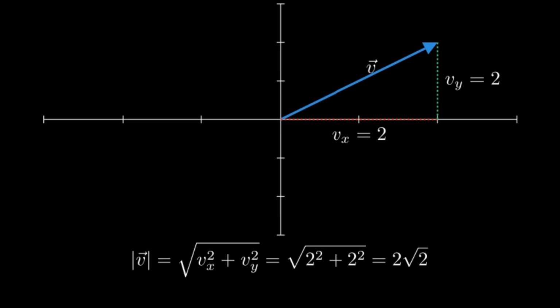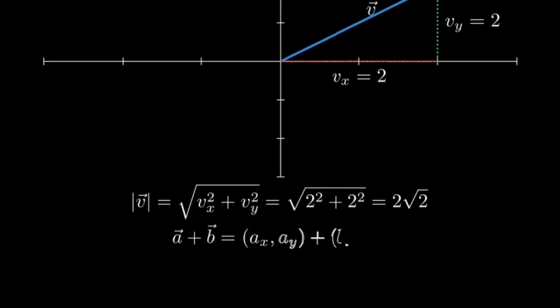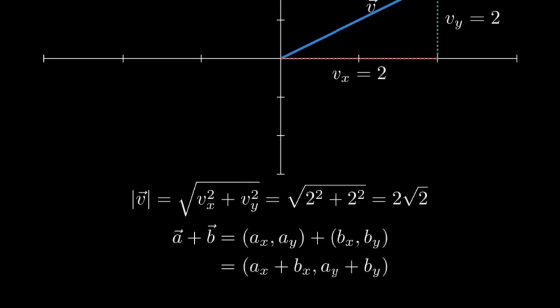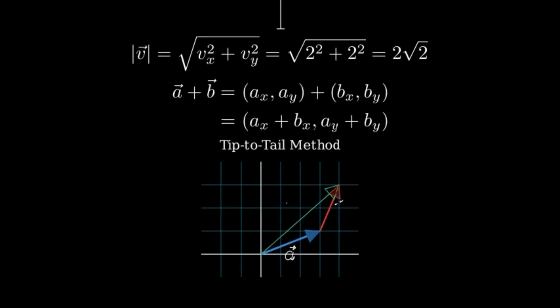Now, let's explore vector addition. To add vectors, we add their corresponding components. Graphically, we can use the tip-to-tail method. Place the tail of the second vector at the tip of the first. The resultant vector goes from the tail of the first to the tip of the second.